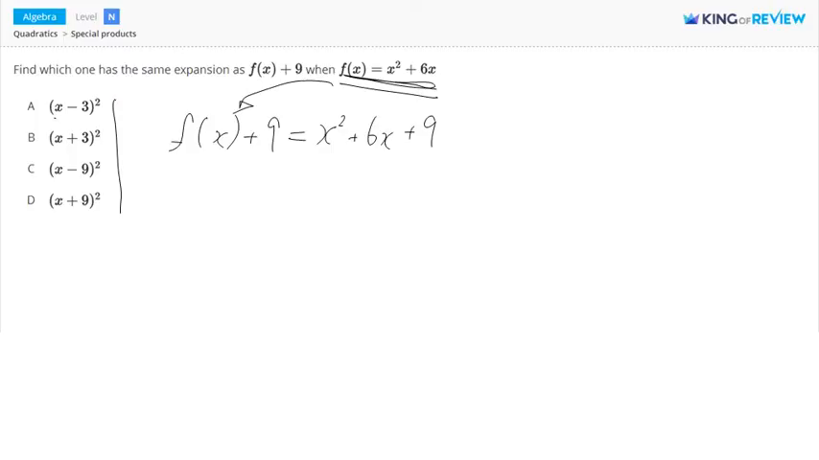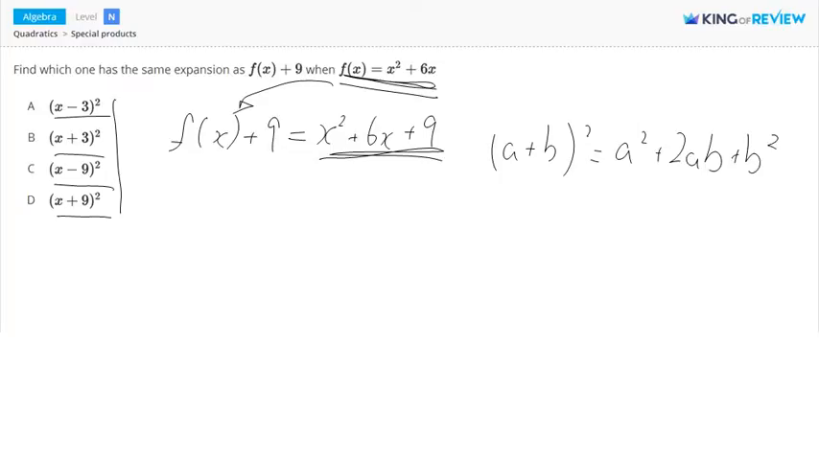Alright, now we're going to look into these over here and say which one is going to be the same as this. Well, there's one smart way of thinking about this. In the previous videos, we've been talking about how a plus b squared is just going to be a squared plus 2ab plus b squared, right? So if you look at this number right here on the end, it has to be this b squared number. Well, what is the b for option A? It's negative 3. What about option B? It's 3. And what about option C? It's negative 9. What about option D? It's going to be 9.